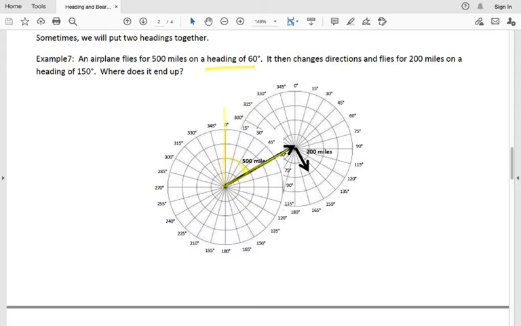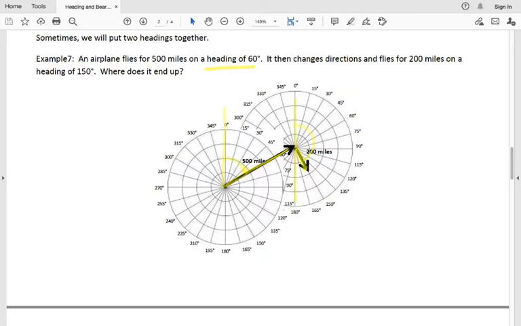And then after 500 miles, we're going to change directions. So again, we're using our north-south axis right here. And then from here, we're changing directions, and we're going to fly 200 miles on a heading of 150 degrees. So from the north axis, we go in a clockwise direction, 150 degrees. And this is our new path right here.